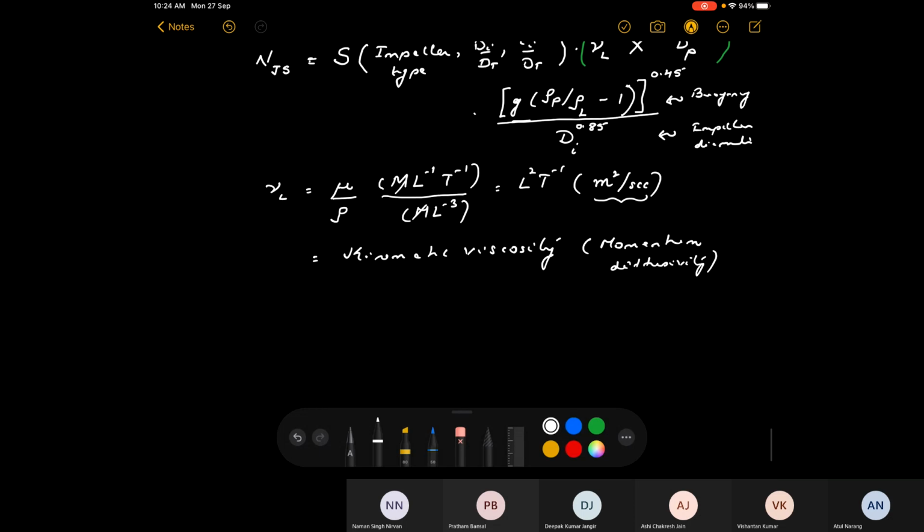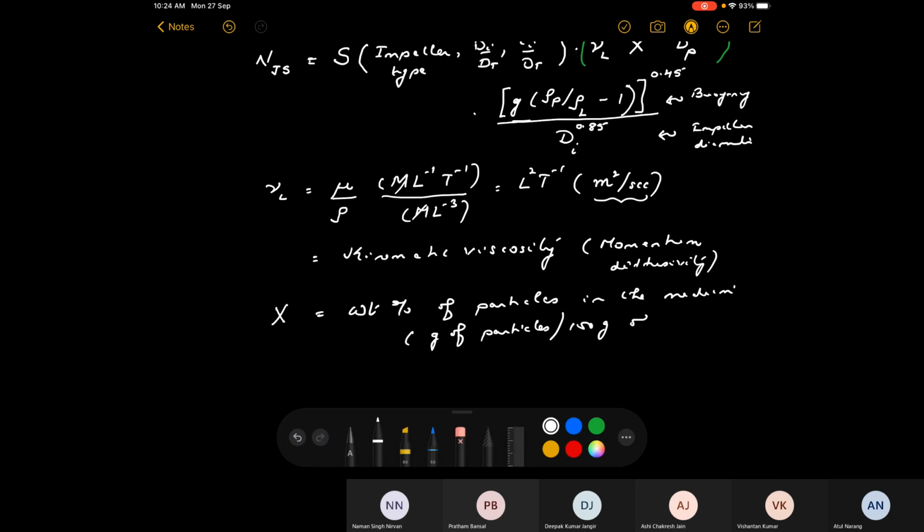And x is defined as the weight percent of particles, which could be cells or it could be immobilized particles in the medium. And this has units of, let's say, grams of particles per 100 grams of medium or suspension.